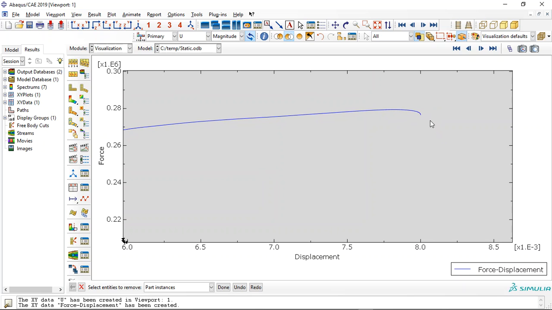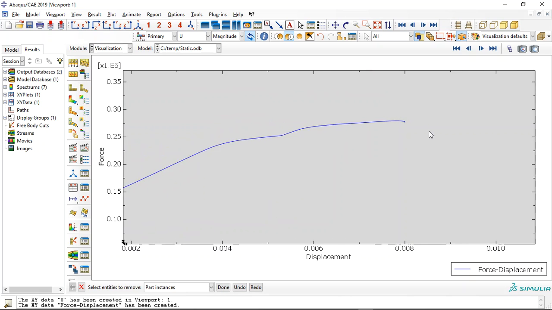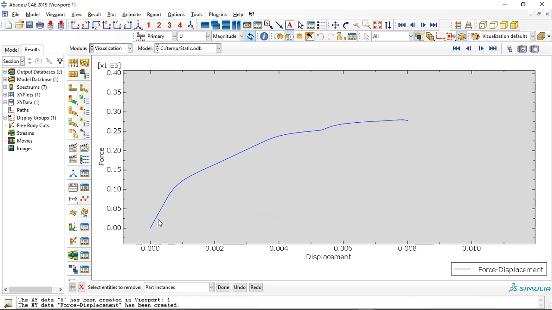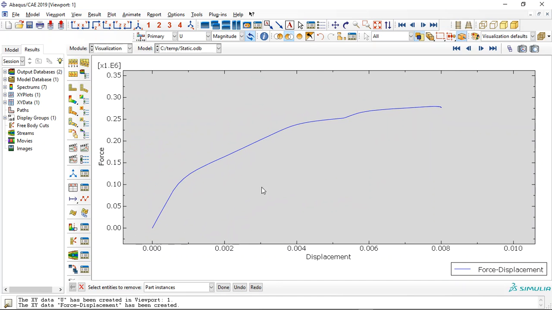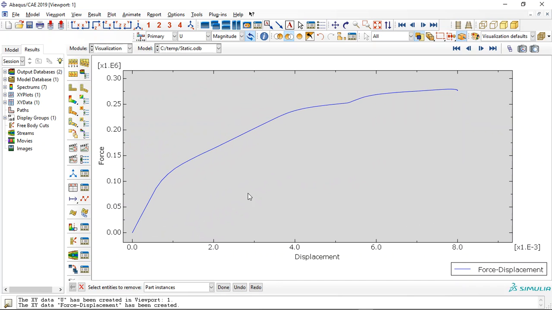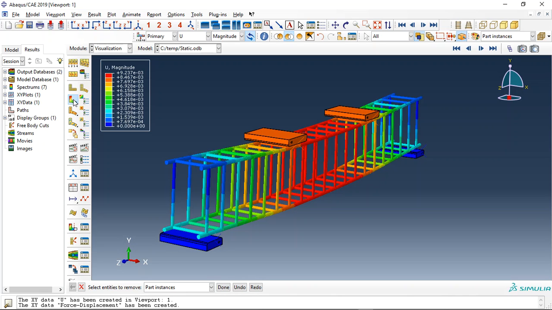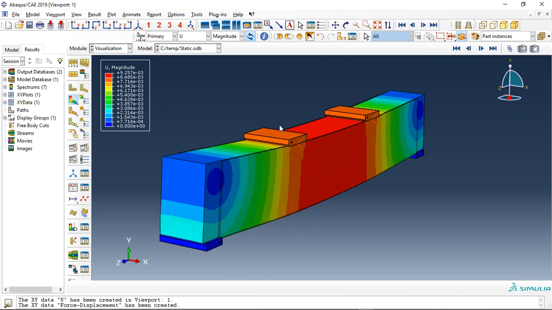You can see this diagram goes down if we keep the displacement for the rigid body, for instance 10 millimeter or 12 millimeter, it reaches zero value for the reaction force. And this is the force displacement diagram for this model.